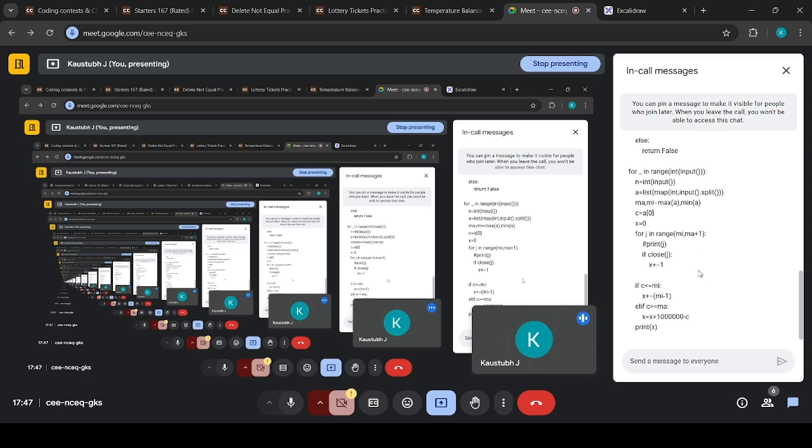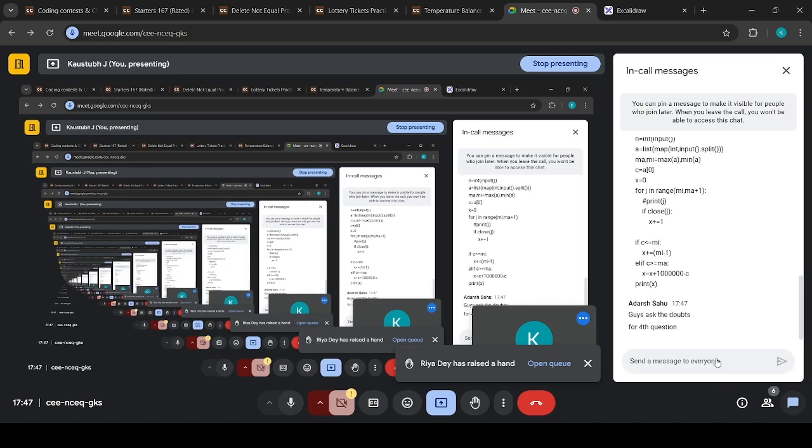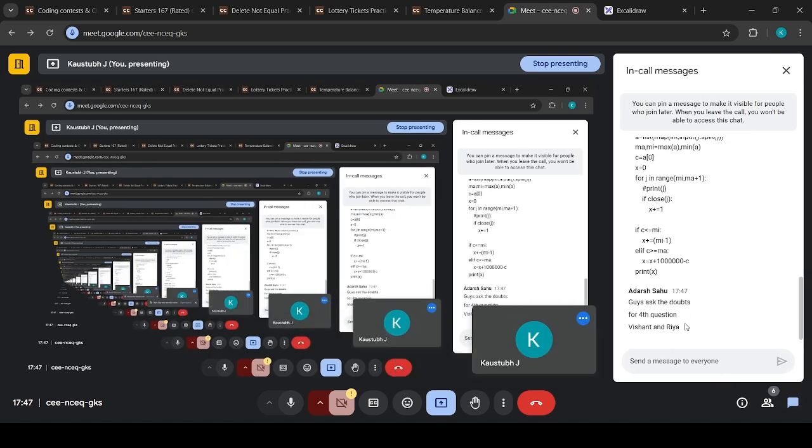Okay, I am taking the fourth question, and the middle two questions are taken. The grid questions were taken by Aditya. Fourth question. Ria wants to talk about something.